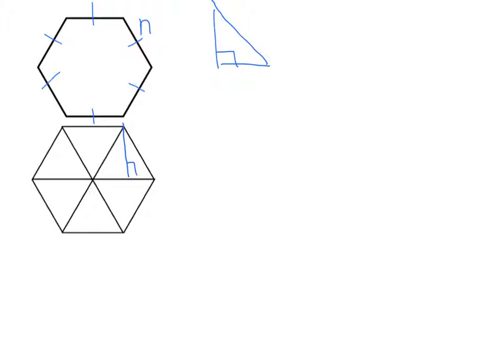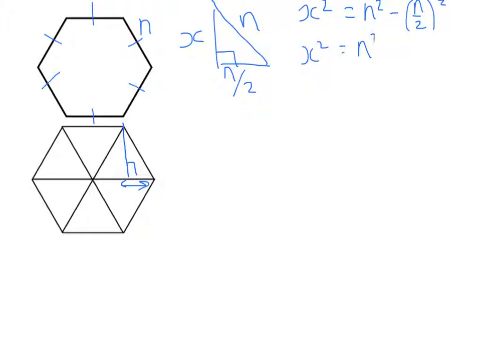So if I take that right angled triangle, I know this side, the hypotenuse, is n. I know this base is n over 2 because it is exactly half of my equilateral triangle. So all I need to work out is x, my height. By Pythagoras, I know that x squared is n squared minus n over 2 squared. So x squared is n squared minus n squared over 4. So n squared is like a whole, n squared over 4 is a quarter. So actually we can say x squared is 3/4 n squared.